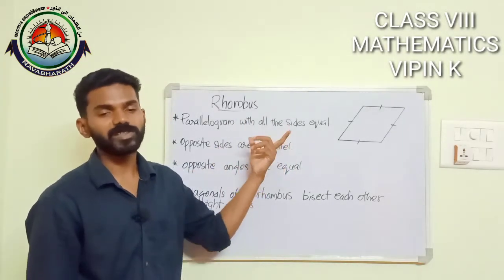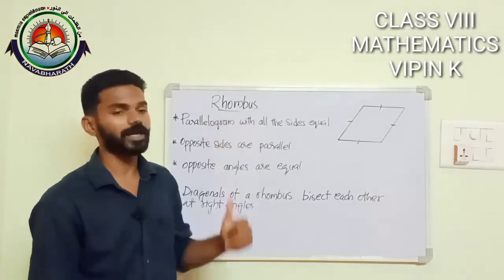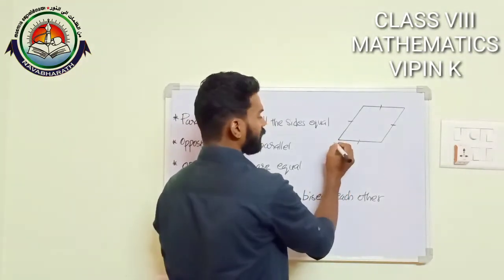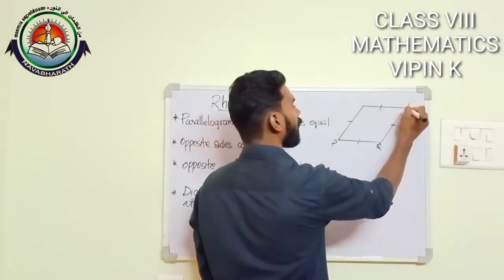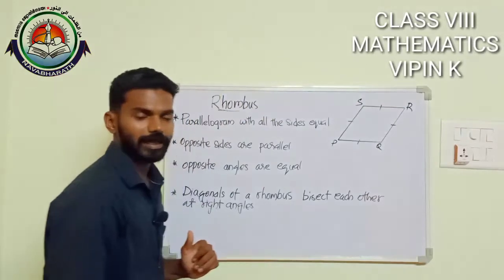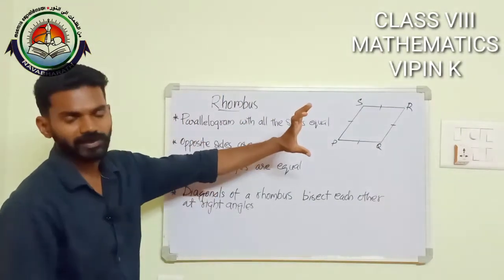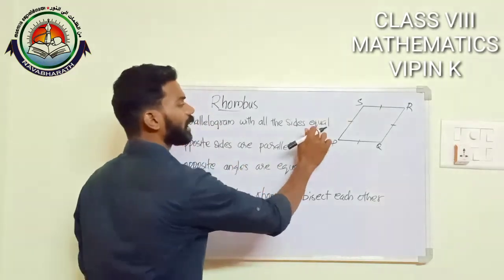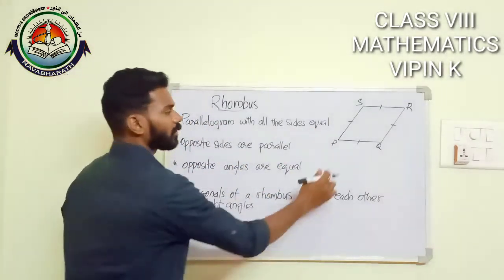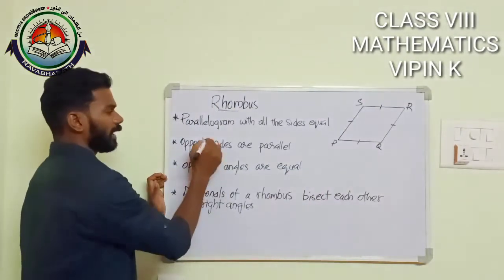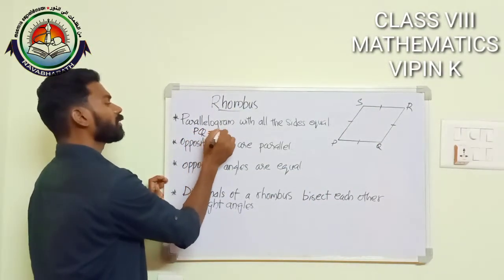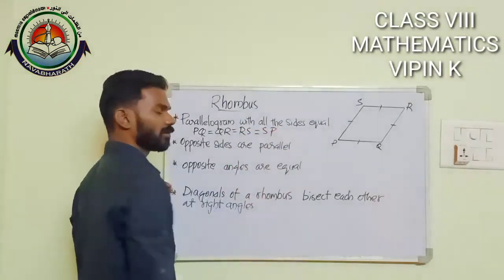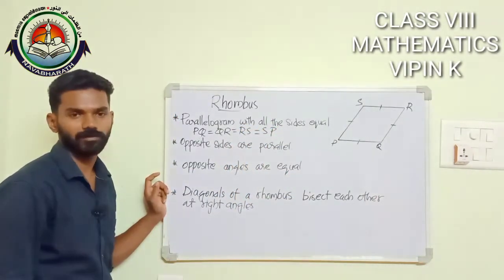This rhombus has some other special properties. We can check which are the special properties of a rhombus. So this rhombus I am going to name PQRS. The first property of a rhombus is that it is a parallelogram in which all the sides are equal, which means all these four sides are of equal length. PQ is equal to QR is equal to RS is equal to SP. Clear? All the four sides are equal.